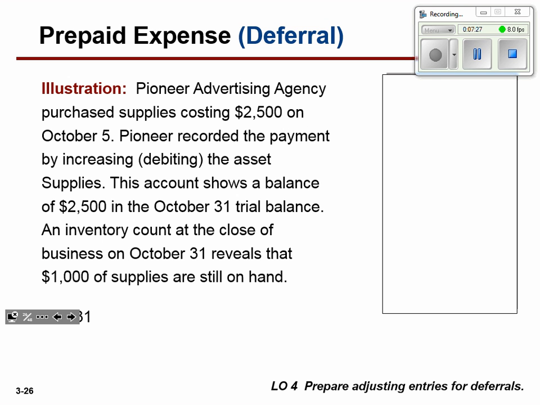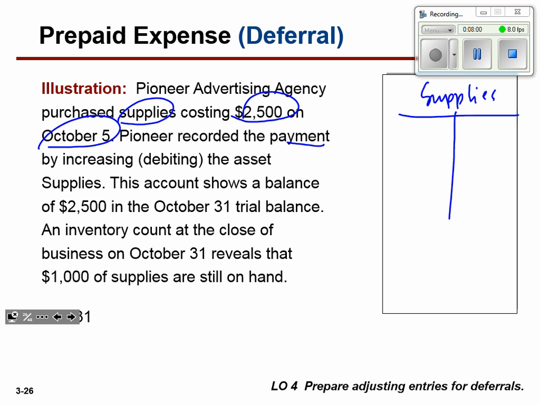Pioneer Advertising Agency. So that must be us. What did we buy? We bought supplies for $2,500 on October 5th. At the time of purchase, we recorded that payment by debiting the asset to supplies. I think, oh, okay. That's when we bought them. If I had to make a T account, and that's what I would suggest you do, supplies are an asset that we own.